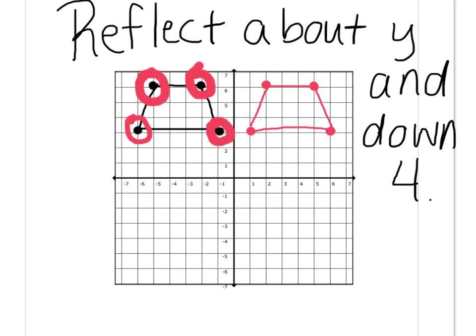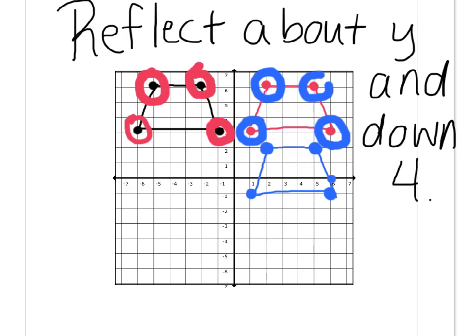start with this point, go down 4, 1, 2, 3, 4. The next point, down 4, 1, 2, 3, 4. This point, 1, 2, 3, 4. And this last point, down 4, 1, 2, 3, 4. And connect the dots to draw the figure.